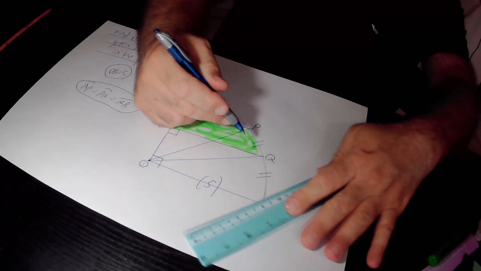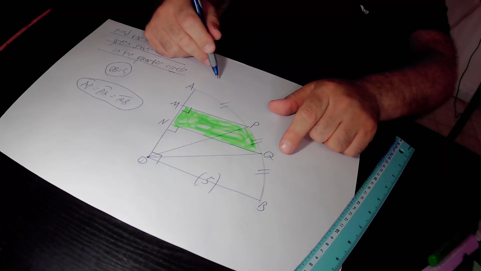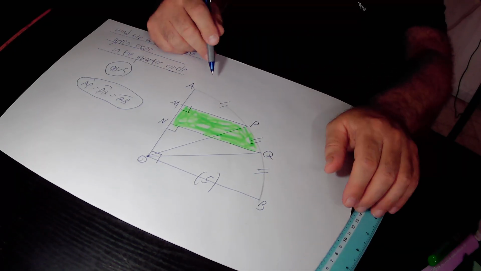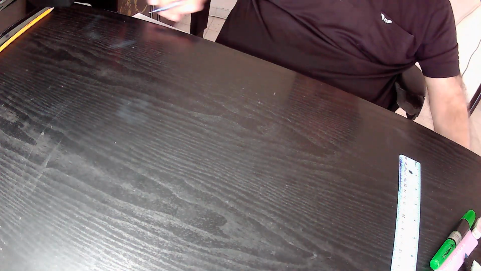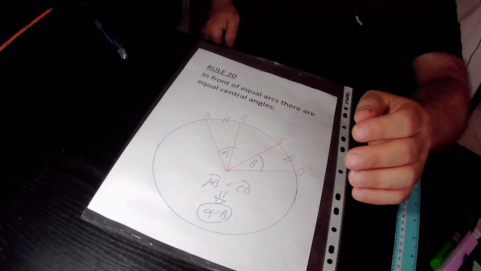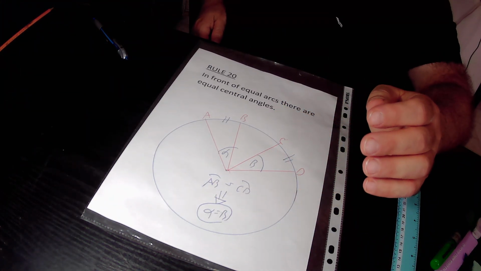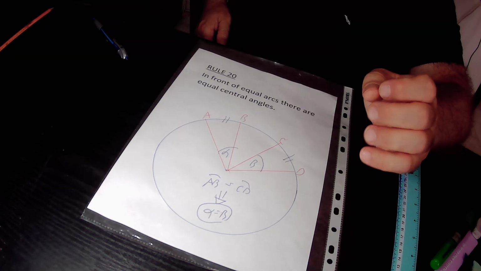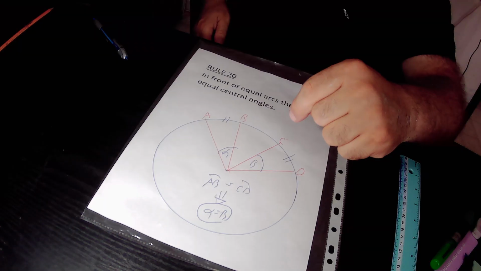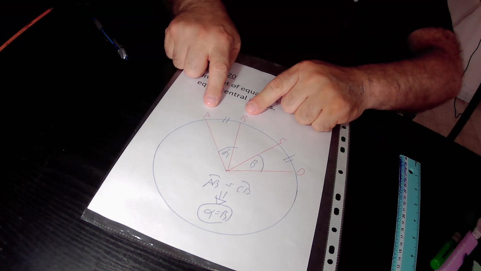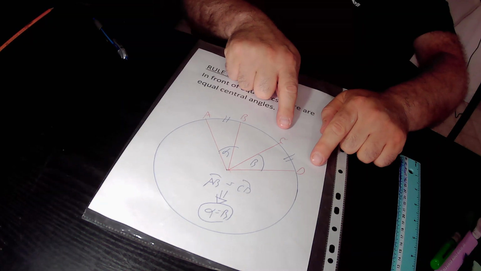Because of the fact that arc AP equals arc PQ equals arc QB, we can implement here rule 20. So I repeat, rule 20. According to rule 20, in front of equal arcs in the circle, there are equal central angles. So in the moment we have a circle, and we know that this is arc AB, that is equal to arc CD in its length.